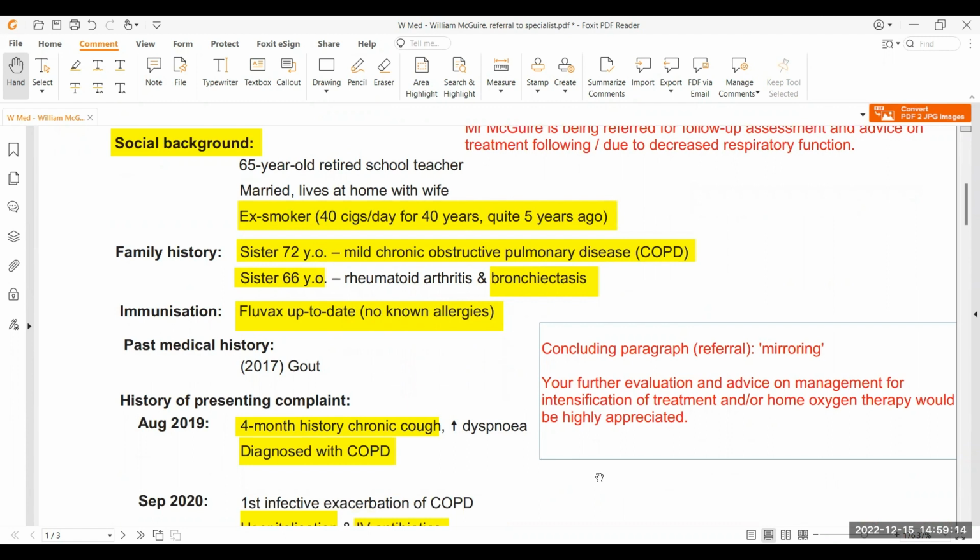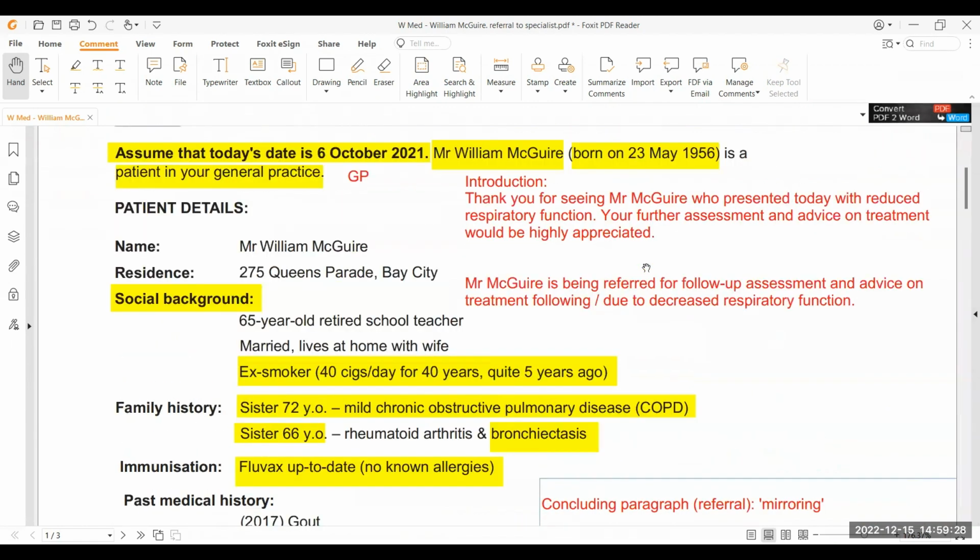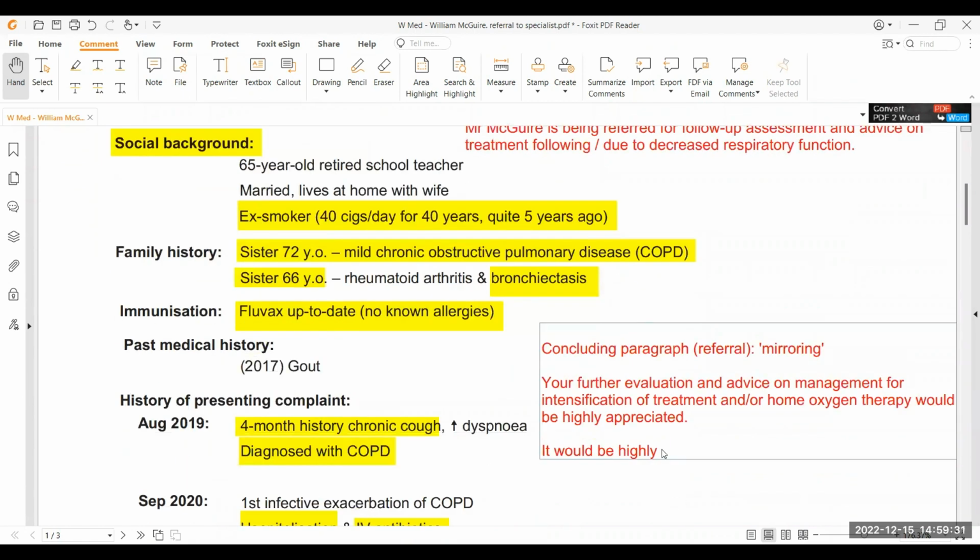We often use this to conclude our paragraph. This is very polite. You could start with, it would be highly appreciated. I think you used the word appreciated here. So maybe you could even write it in the first person. You could say, I would be grateful for your expert. Is that what you said, doctor? Yes, expert review.